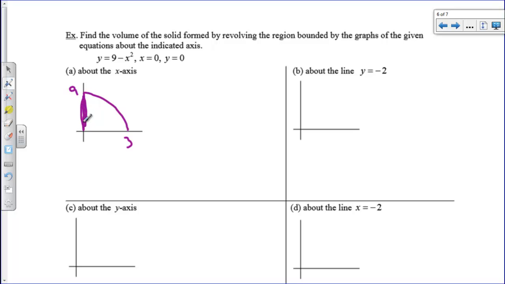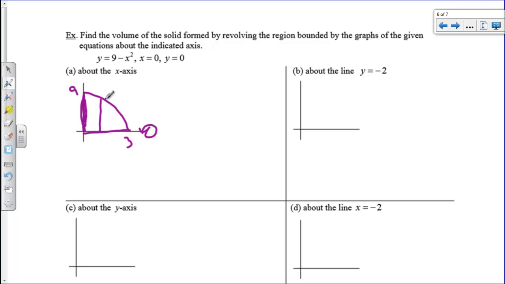Sorry about not being straight there. I finally hit it. And then y equals 0 is the x-axis. And so we have a region right here. And we're going to take that region and spin it around the x-axis. So we're going to spin it around this axis right here, and we're going to come up with what that would look like. And we're going to find the volume.